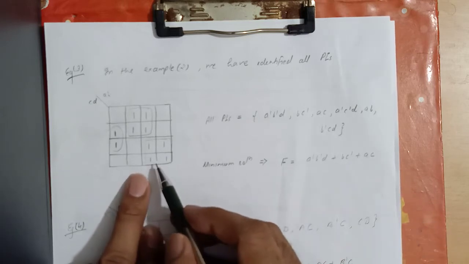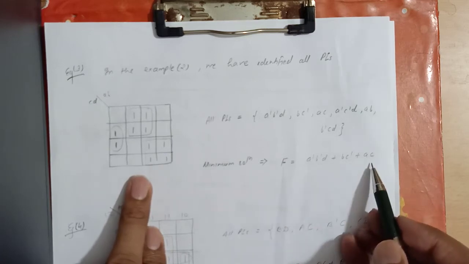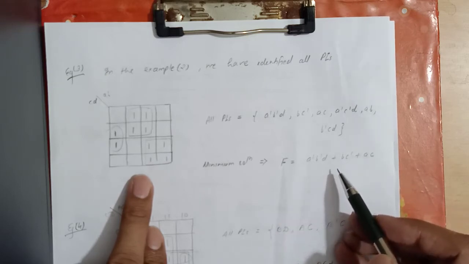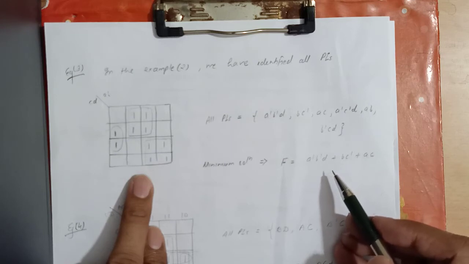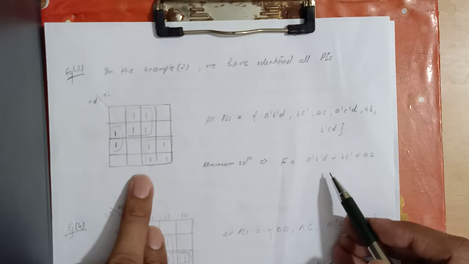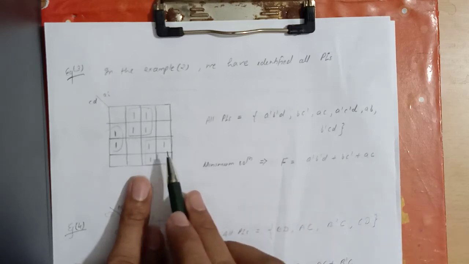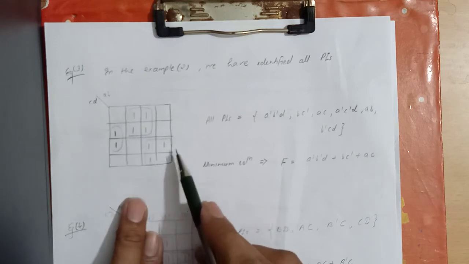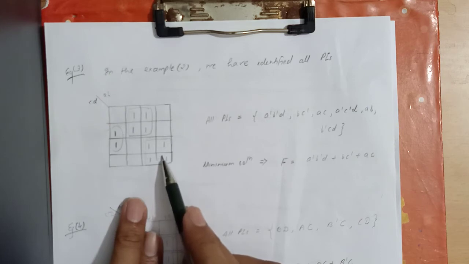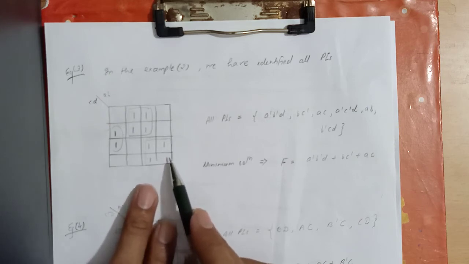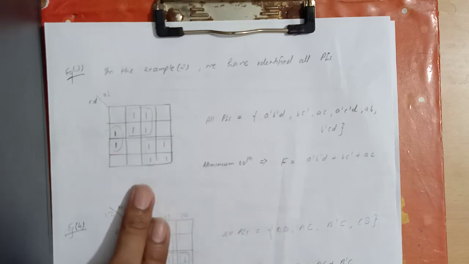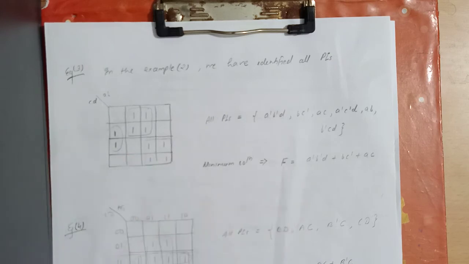Why have we taken these three terms? Because we have to find the minimum number of prime implicants that cover all the ones on the map. So here we can see that we can cover all the ones by using these three terms. Further, I will explain how we are selecting these three terms. So this is the solution for this question.